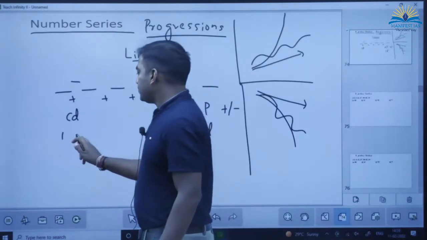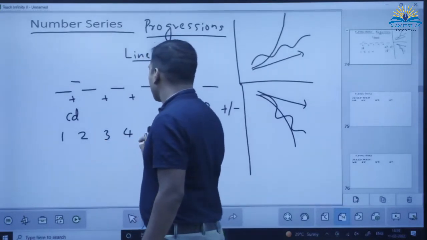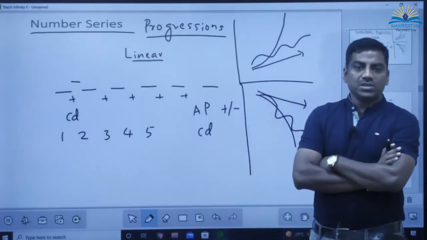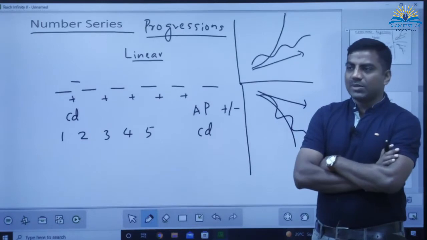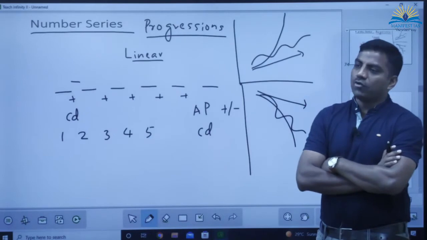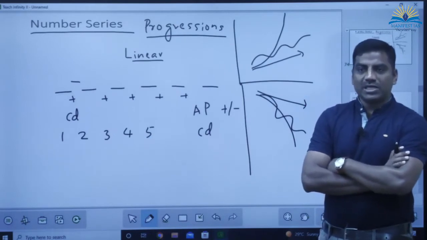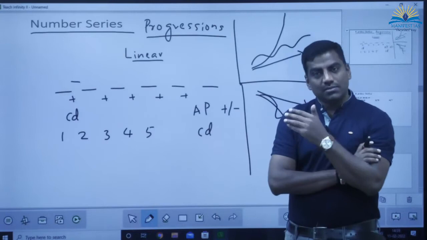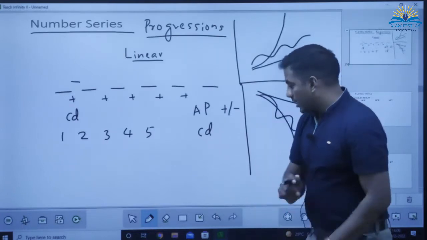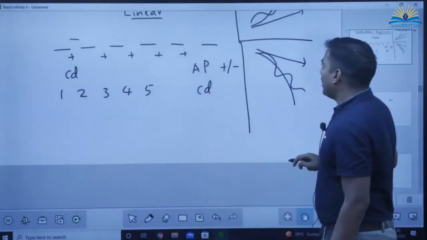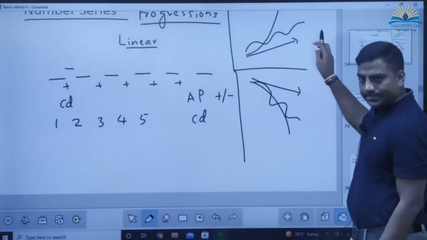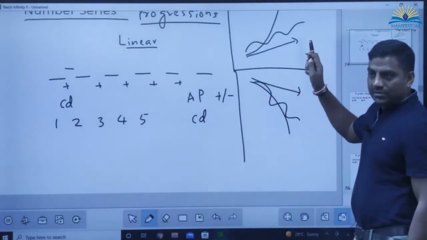The best example: any consecutive numbers are in arithmetic progression. What is the common difference between them? 1. If I take 5, 4, 3, 2, 1, that is also an arithmetic progression because the common difference is 1 but minus. Correct? So these are arithmetic progressions. Understood? And arithmetic progressions will always give us a graph like this, straight. Linear growth is happening. Okay?